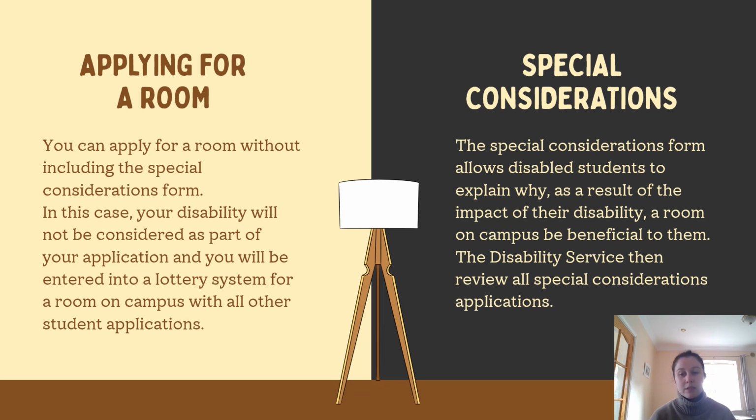What happens after this, once all special considerations have been submitted and the accommodation office has a full list of students who have applied for a room for 23-24, they share the special considerations applications with the Disability Service to help review those for on-campus accommodation. It's important to note that just because you're applying through special considerations, it does not guarantee that you will get a room. It is subject to availability at the end of the day.